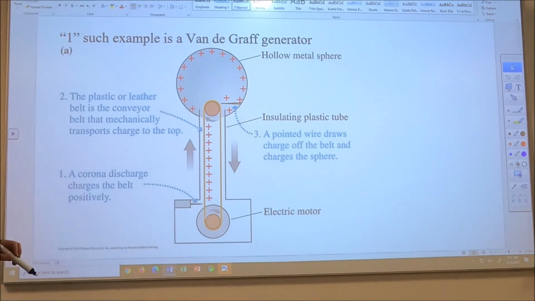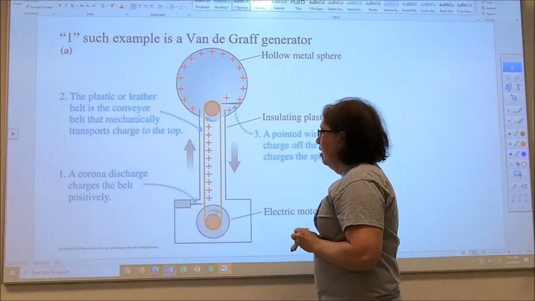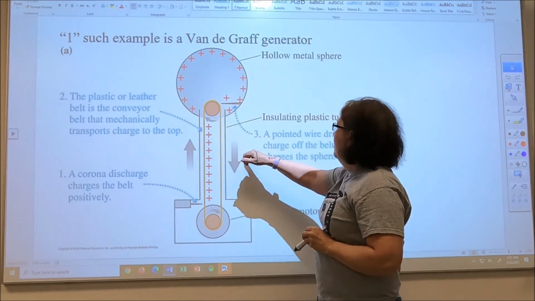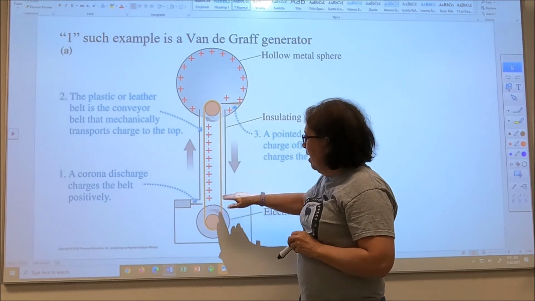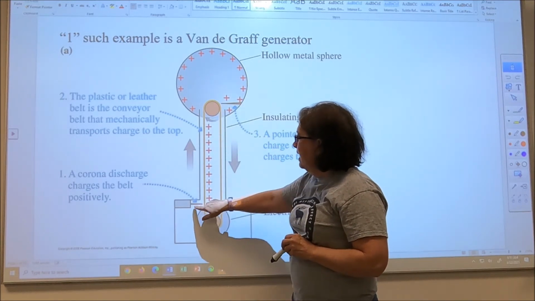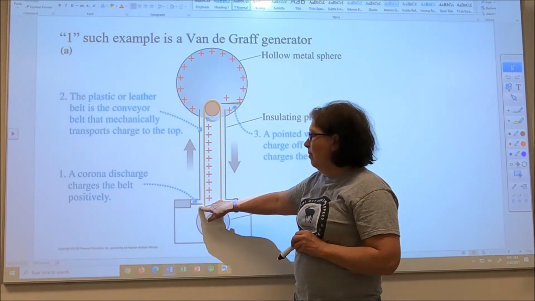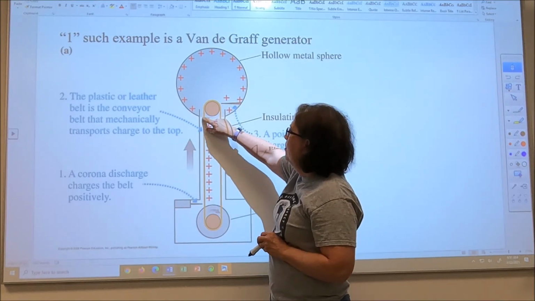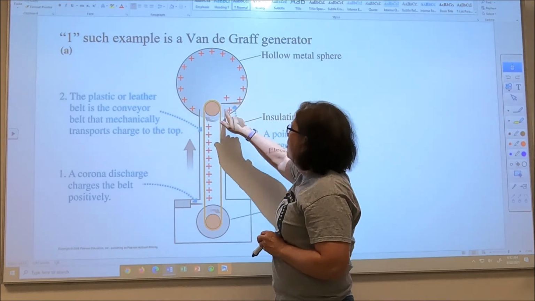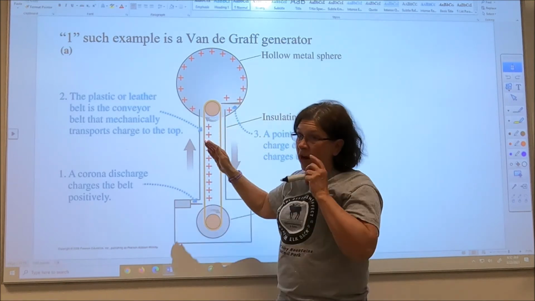Now, I'll have one of these out when you come in for lab. It's a Van de Graaff generator. In a Van de Graaff generator, we've got a hollow metal sphere on top, and inside of it we have a rubber belt that's moving. Down here we're going to have a corona charge maker, which deposits charge on the belt. When it comes up to the top, there are brushes that move that charge onto the dome, and we create a charged conductor.